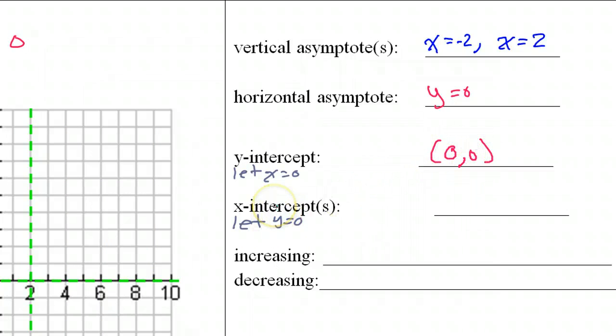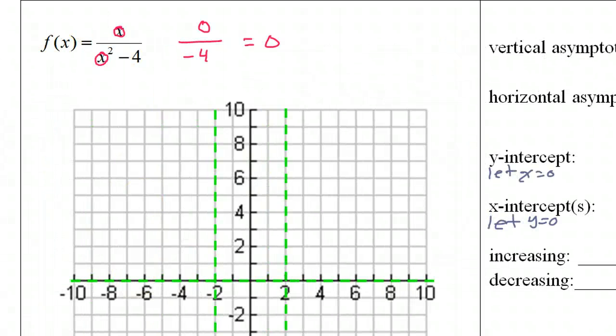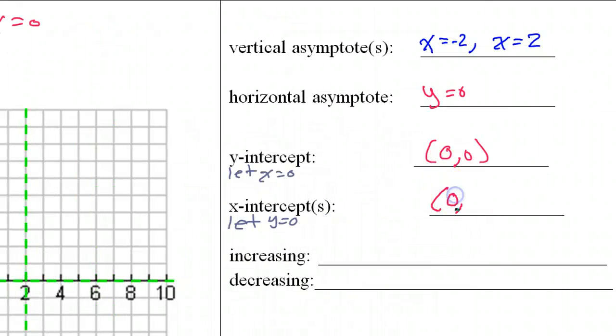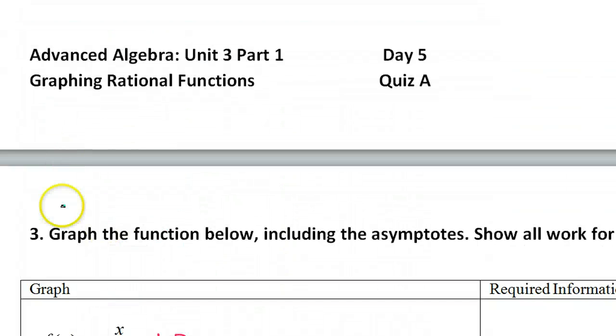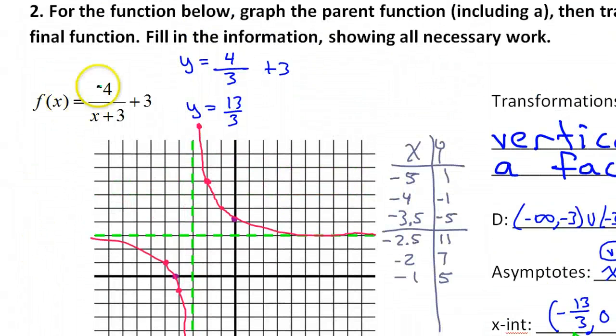Now how about the x-intercept? To find the x-intercept, I let y equal 0. A shortcut would be to just let the numerator equal 0. So x equals 0. That would immediately tell me that the x-intercept is (0, 0) as well. Now you can only do that when you just have a simple fraction. This doesn't work when there's something added onto the end. For example, I couldn't have done this with the previous problem because the plus 3 is messing it up for us.